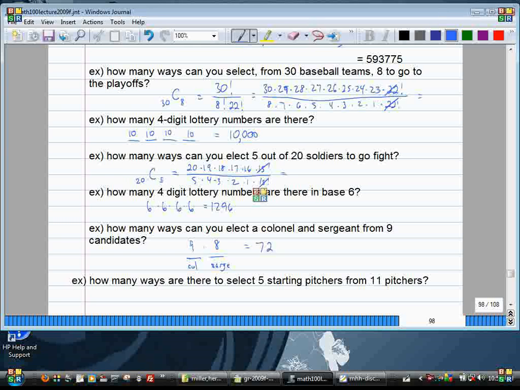So notice that order doesn't literally mean first, second, and third. Order means, in a more abstract mathematical way, that you've got each spot labeled and you can't switch, and they're not interchangeable. Really, that's what it means, that they're not interchangeable. So colonel and sergeant, are those interchangeable? No. But if you have a committee, are the positions interchangeable? Yes.